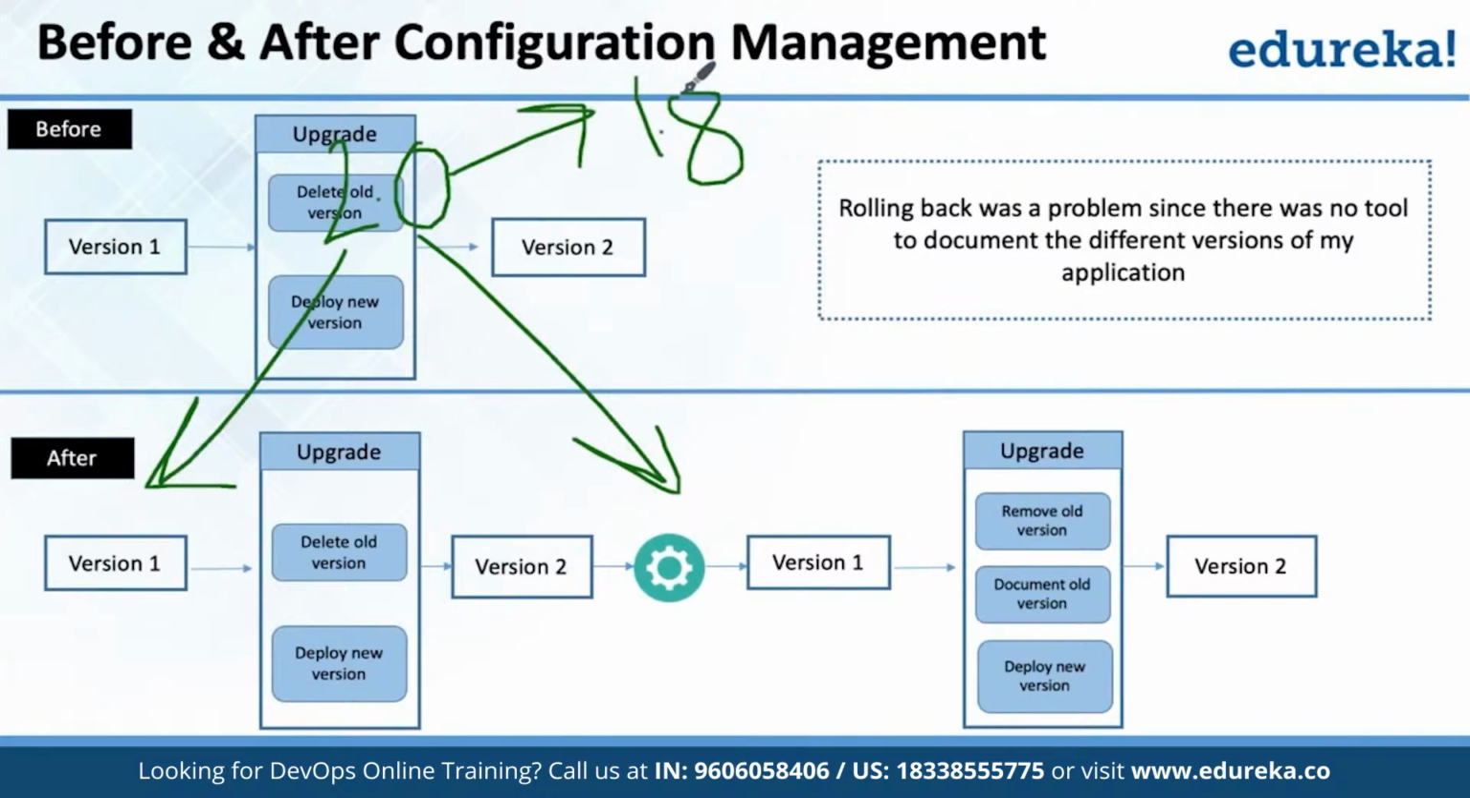Very difficult. You have to first write a script, uninstall Java 2.0, then again deploy 1.8. So it's a tedious task, and it may go for a restart, all those things. But with a configuration management tool, with one line of code, we can simply do a rollback. So that is another good thing we have with the configuration management tool, rollouts and rollbacks.